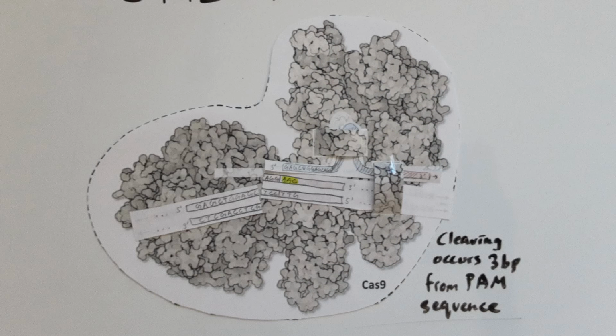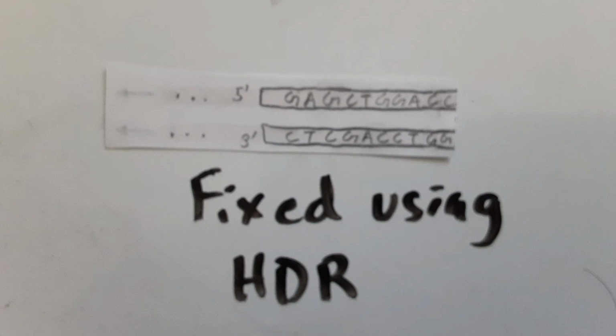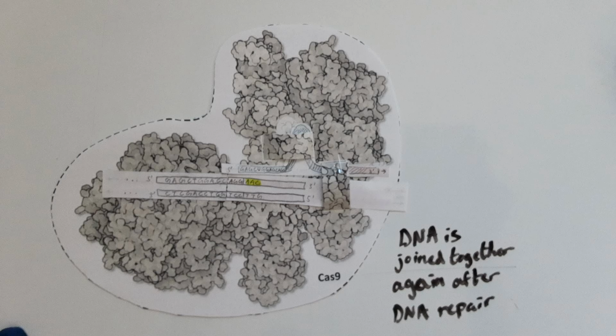This is binding. After this, the DNA is cut 3 base pairs upstream of the PAM sequence. This is cleaving. Finally, the fixed gene is fixed through the HDR process and it is rebound to the DNA sequence. This is DNA repair.